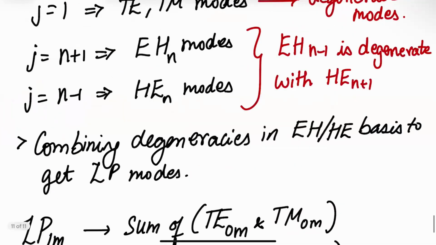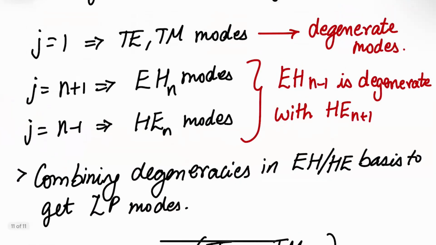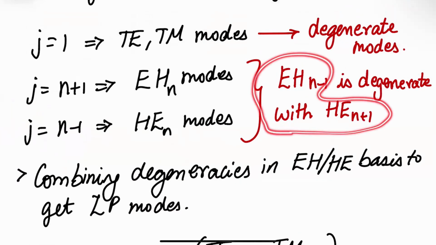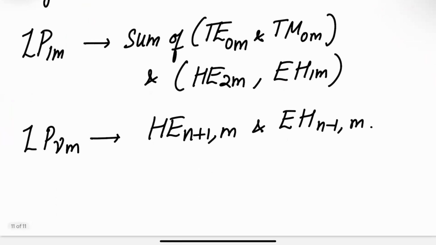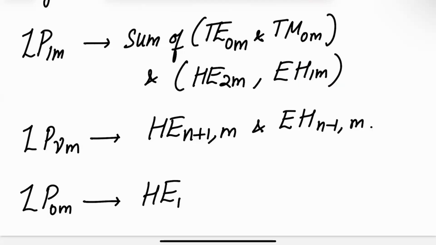Going back here, we said that these two are degenerate. We showed that, in fact. So we're lumping them into one mode, which is the LP nu M mode. Then we have another kind of LP mode, which is actually unique, which only maps to the HE1M mode. Here there is no degeneracy. HE1M doesn't have any degeneracies, and that's why it's a special case.